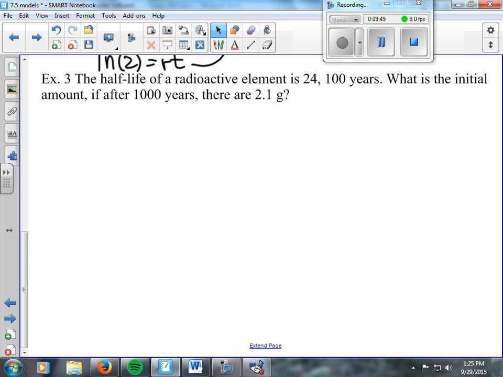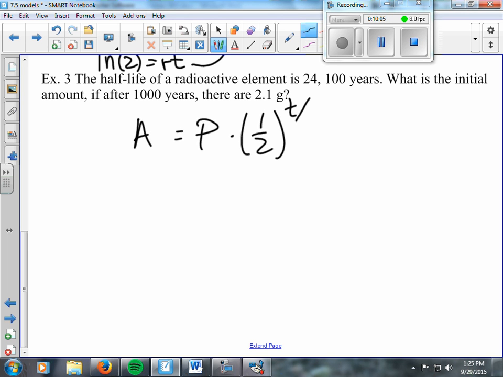Here we have half-life. So remember, our half-life formula is: the amount that we have, A, at time t, is the principal or the initial amount that there was, times 1/2 to the t divided by h, where h is your half-lifetime. So here I have some sort of radioactive element with a half-life of 24,100 years, so that's h. What is the initial amount if after 1,000 years there are 2.1 grams?